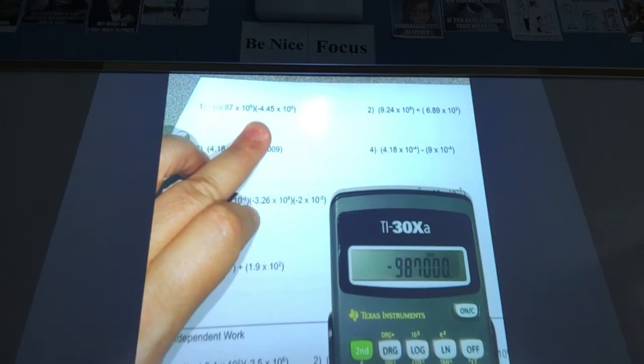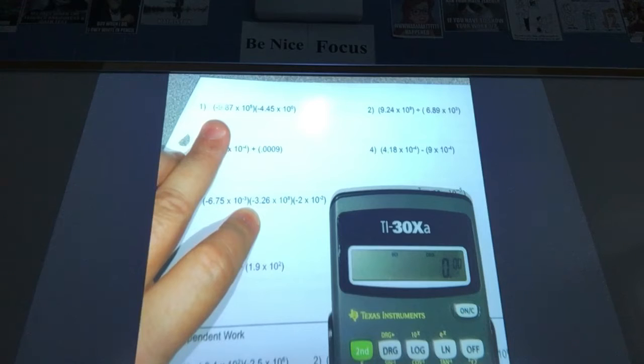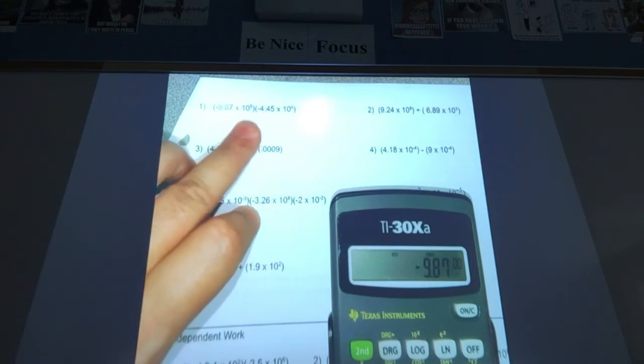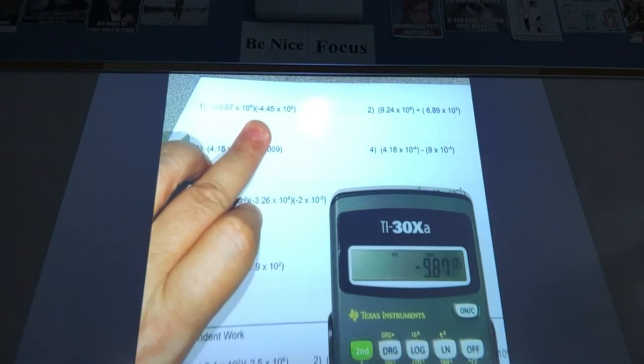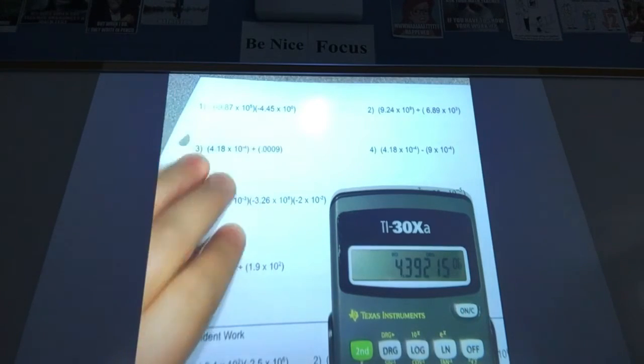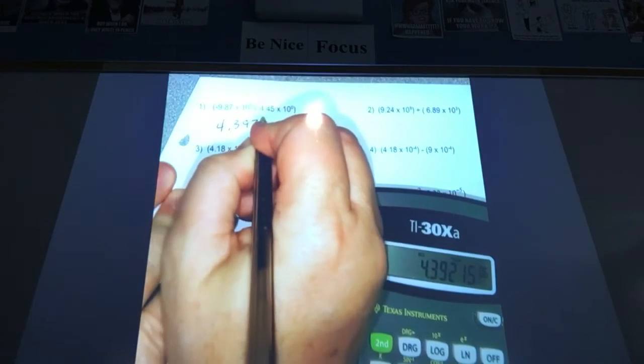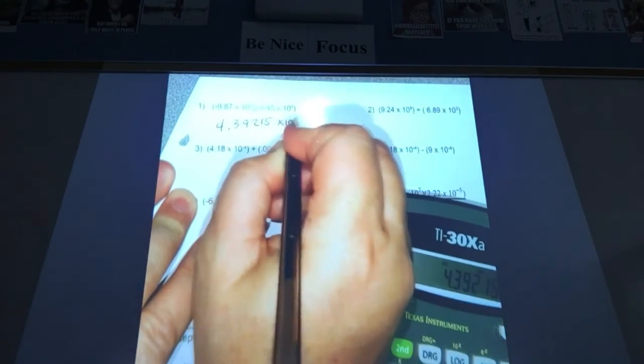Times 4. Oh, you know what, you guys? I didn't put my calculator in scientific notation to begin with, so I'm going to change that and put it in scientific notation. All right, let me try again. So that was 9.87 negative 10 to the 5th times 4.45 negative times 10 to the 0, which it's already at 0, equals 4.39215 times 10 to the 6th.